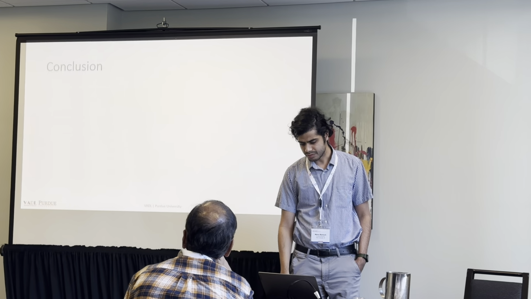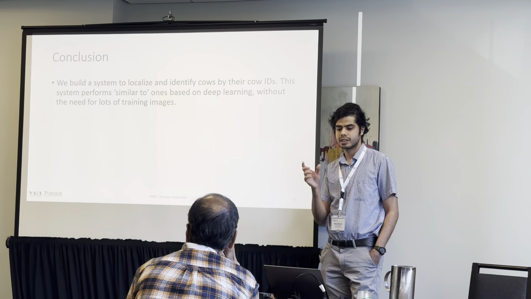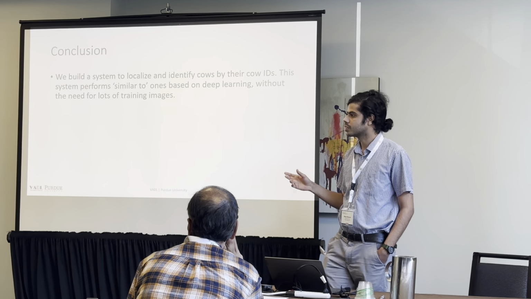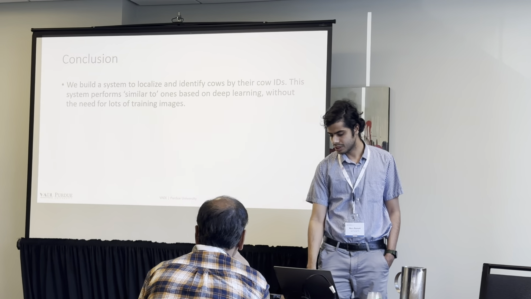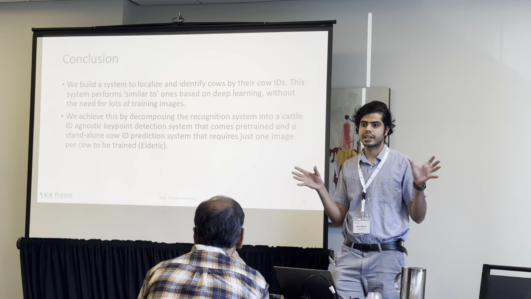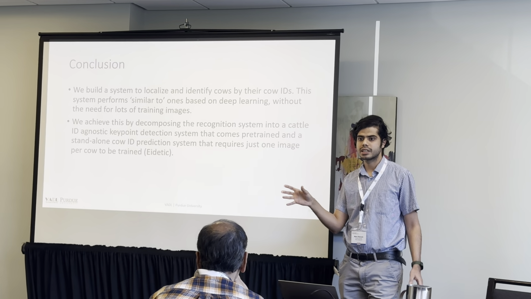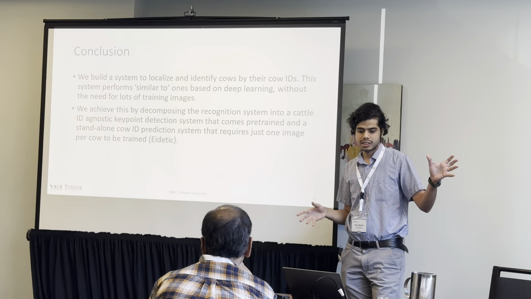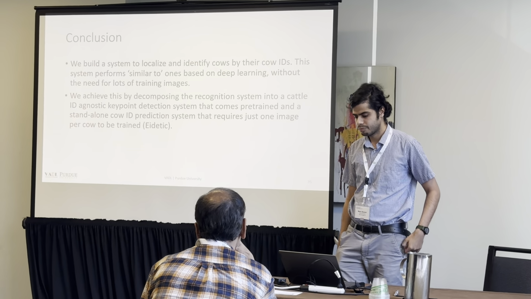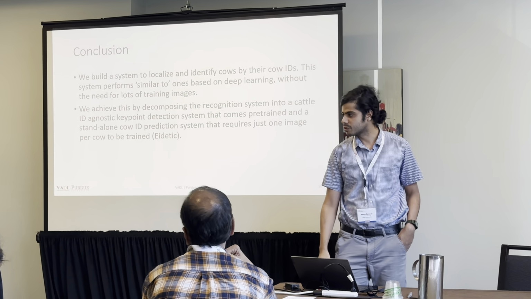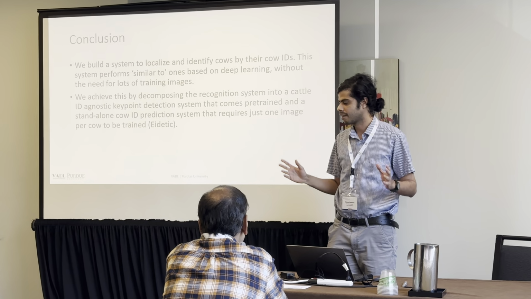And in conclusion, we build a system to localize and identify cows by their cow IDs. And this system performs similar to those based on deep learning without the need for lots of training images. We do this by splitting the recognition system into a localization system that is cow ID agnostic, that comes pre-trained, and a prediction system that requires just one image of a cow for it to be trained. That's why we are calling this Eidetic. So Eidetic means you see once, you remember.